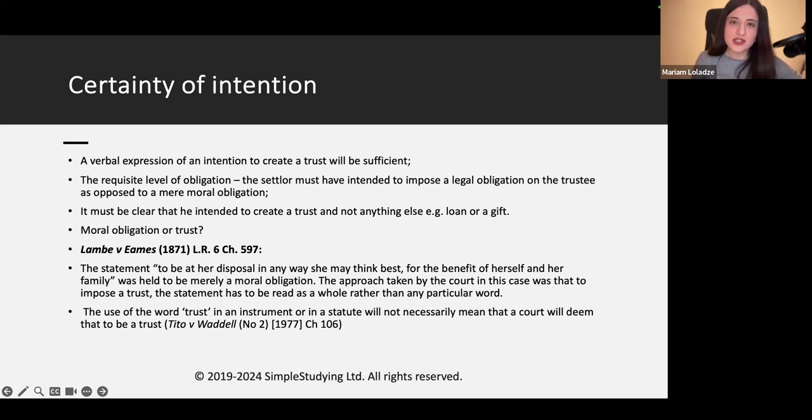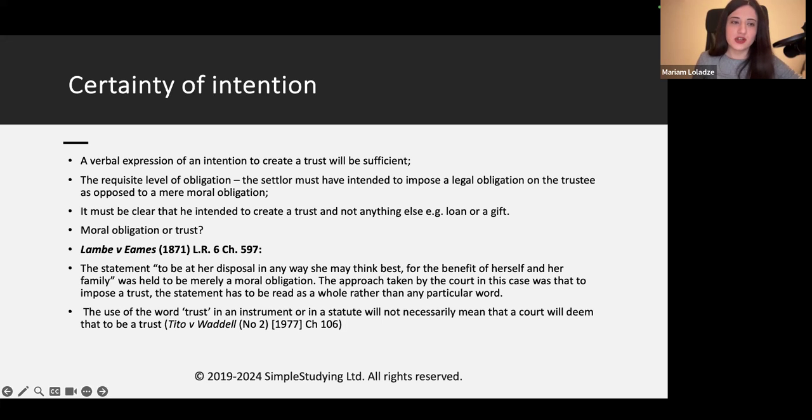So the wording of the trust must be enough to raise this kind of legal obligation that is required for the trust. It must be clear that he intended to create a trust and not anything else. For example, it could be a loan or it could be a gift, but the expression of the trust must make it clear that it's not a loan or a gift, but it's a trust.